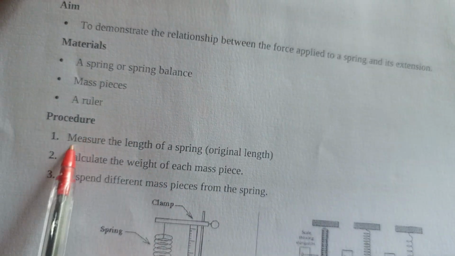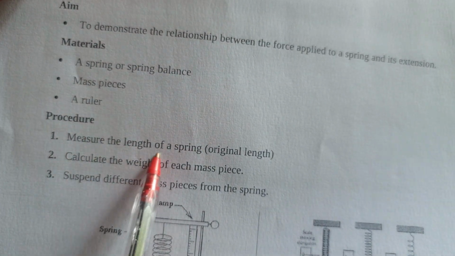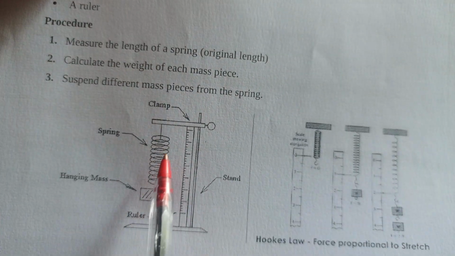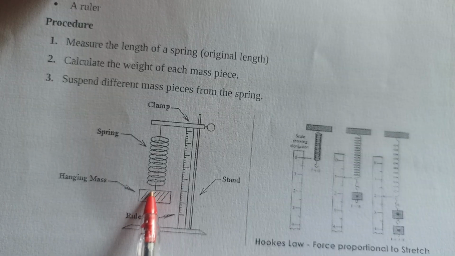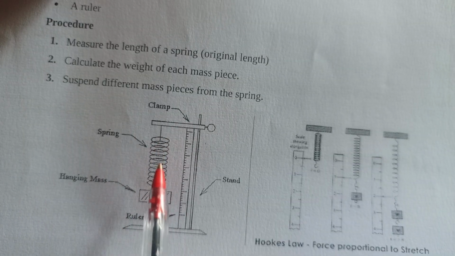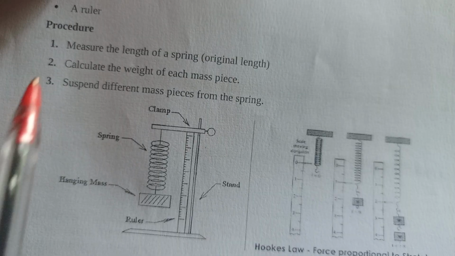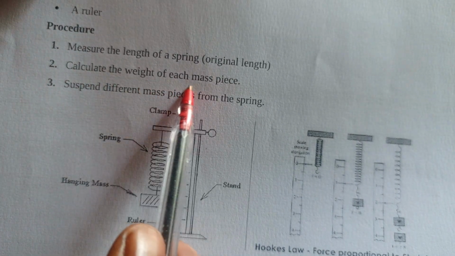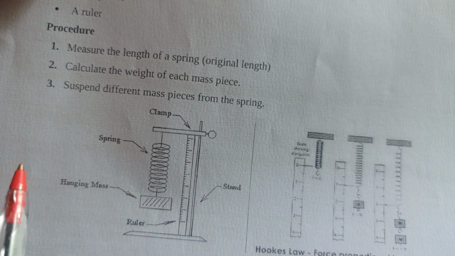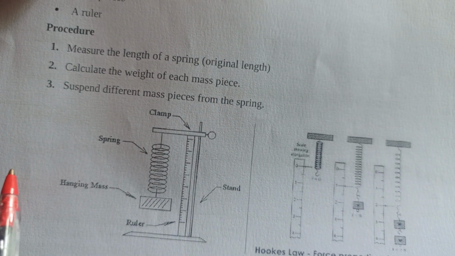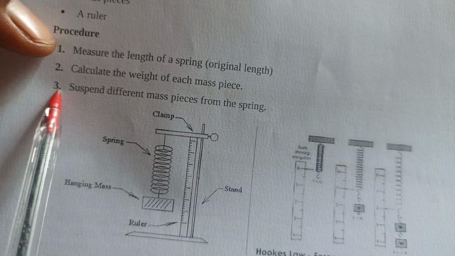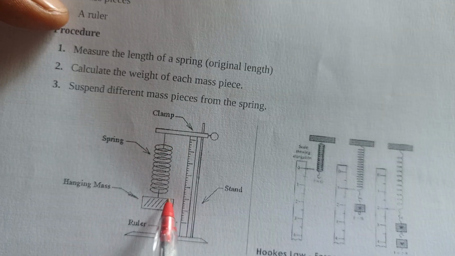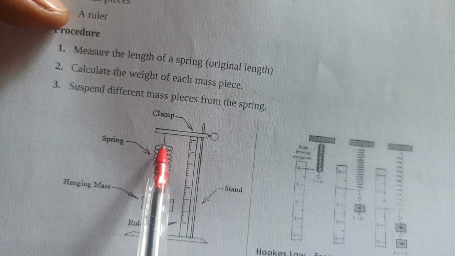So I have a procedure here. The first one is to measure the original length of the spring. Before you put an object on this spring, you need to measure its length using a ruler. Then you calculate the weight of each mass piece, so you need to know the mass or weight of each. Then number three, you suspend different mass pieces from the spring. Before you hang any mass, measure the length of the spring.